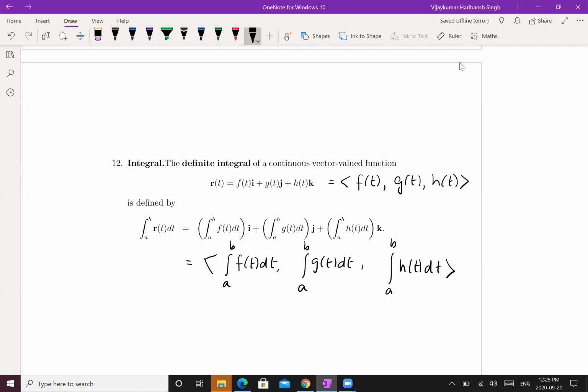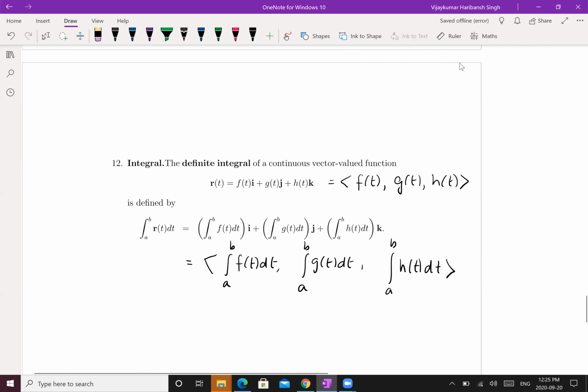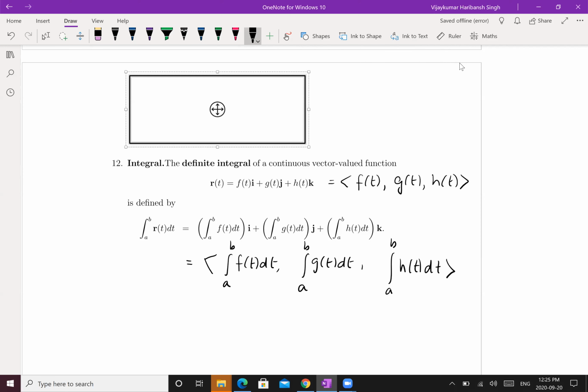So again, the rule remains the same. The idea is that the integral is done component wise.